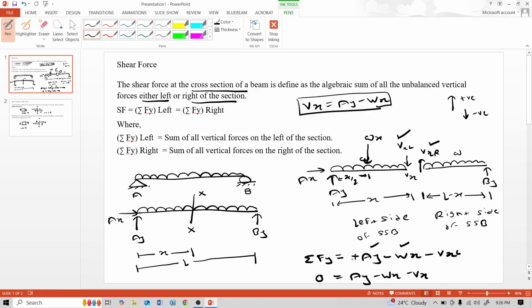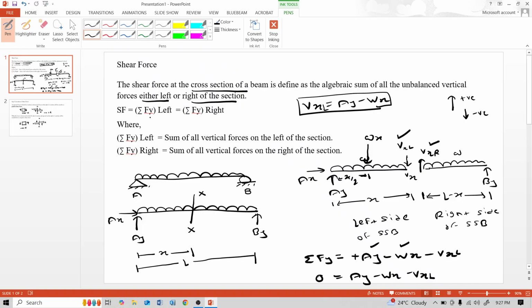And due to equilibrium, I give here summation of Fy is equal to 0. This is a statically determinate beam. Statically determinate means there are three reactions and three equilibrium equations. Equilibrium equations are summation of Fx is equal to 0, summation of Fy is equal to 0, and summation of moment at A is equal to 0. That's why I write here summation of Fy is equal to 0, that is, Ay minus Wx minus Vxl is equal to 0, and here Vxl is Ay minus Wx.